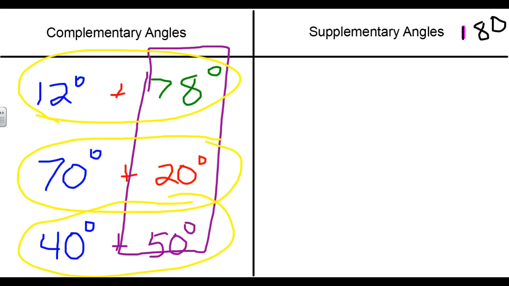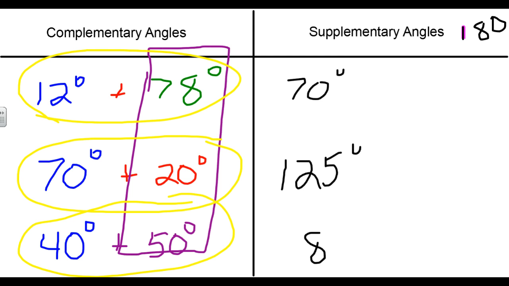And so let's go with the angle 70, with the angle 125, and with the angle 8. Go ahead, pause the video. These are all meant to be degree measures. And find out what angles it would take to make 70 turn to 180. What would we have to add to 125 to make 180? And what would we have to add to 8 to make 180? Pause the video and come back when you're ready to move on.